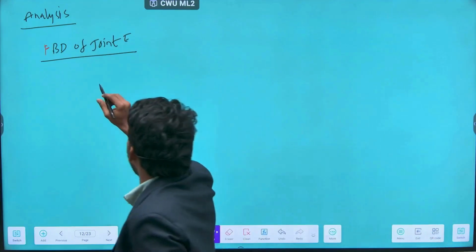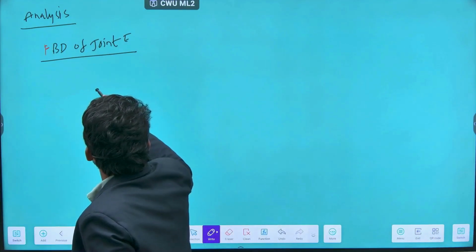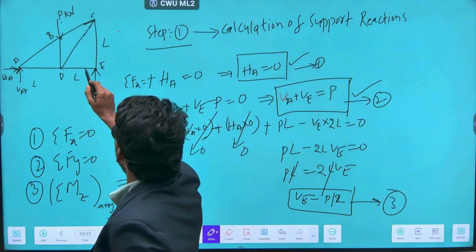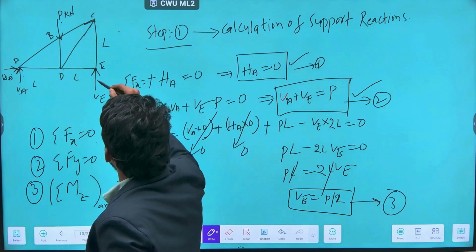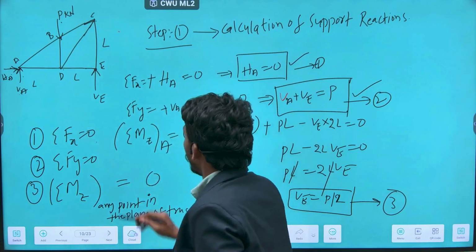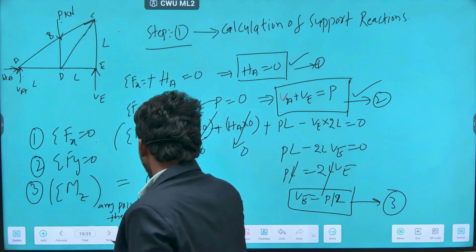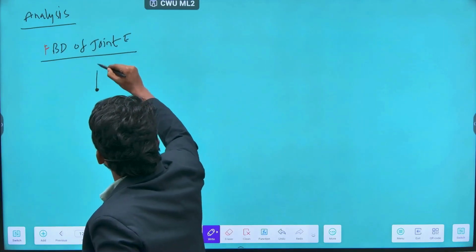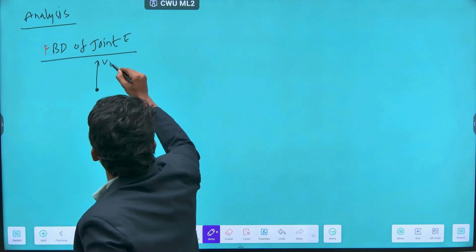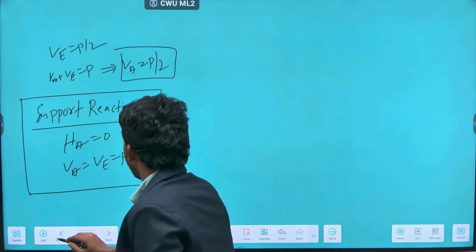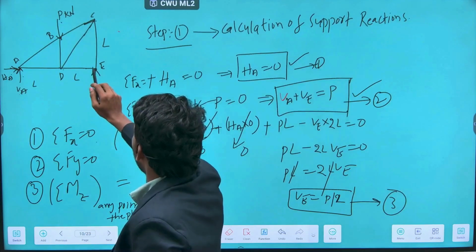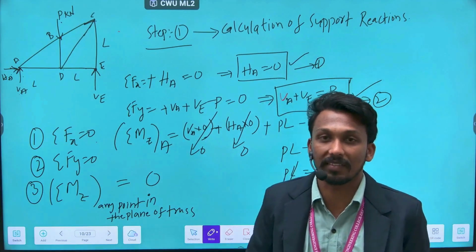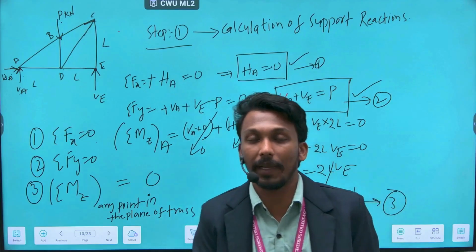Now if I take joint E, if I see here, I have a member force here, I have a support reaction here. So this is acting vertically upward. So I have to represent at the joint, a support reaction that is vertically upward, that is VE. Then again, I have a member force here, I have a member force here. So this is an axial force. So obviously either it could be tension or it could be a compression.